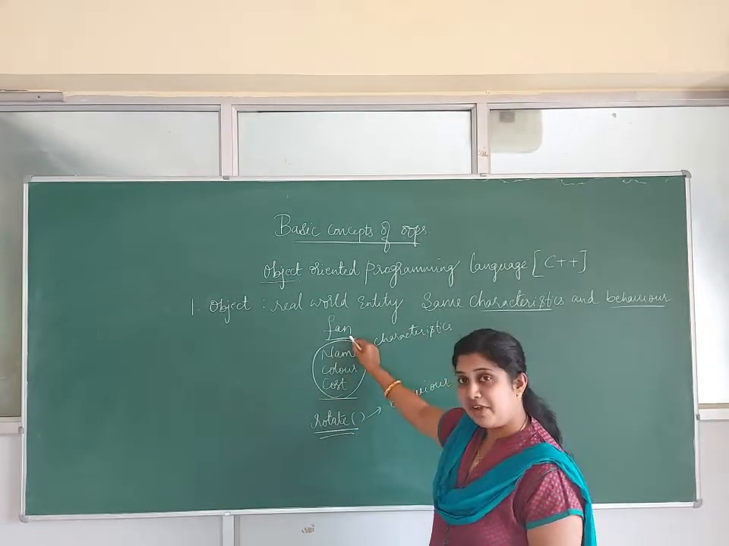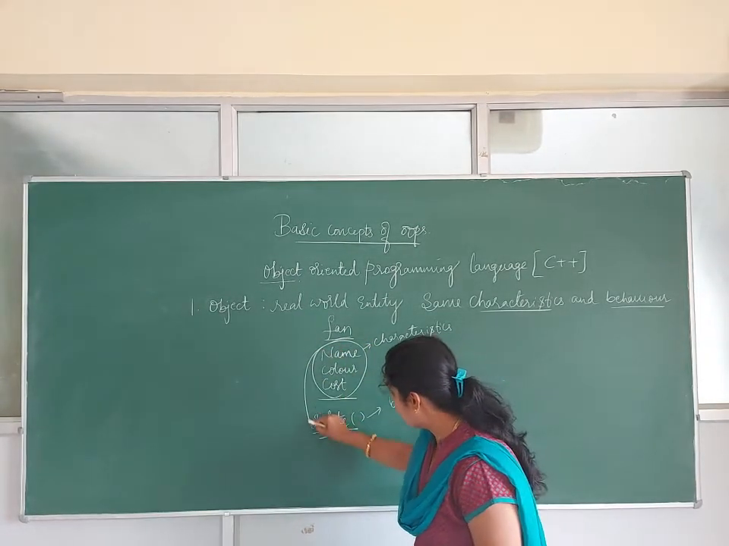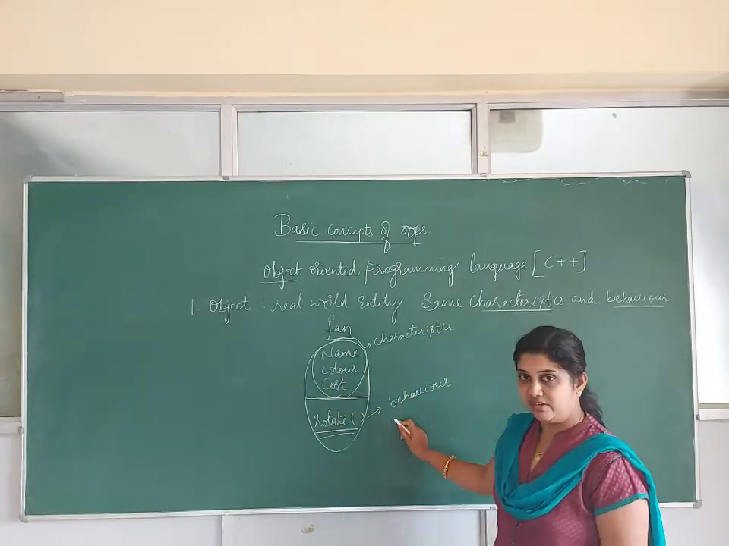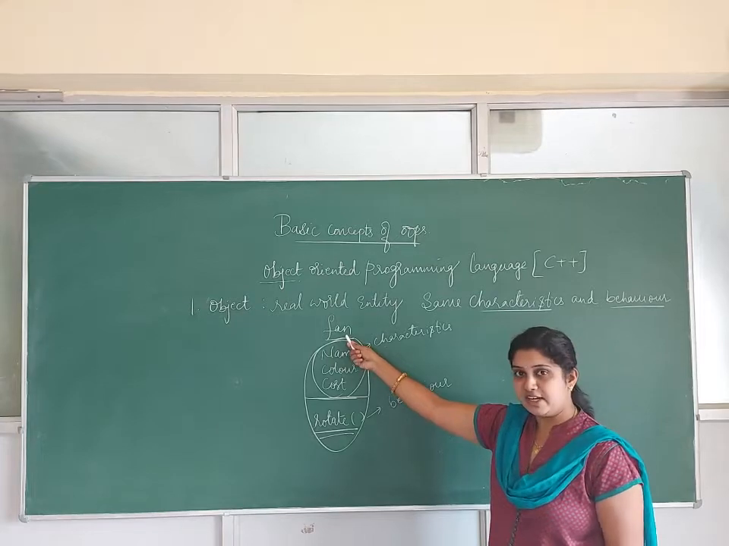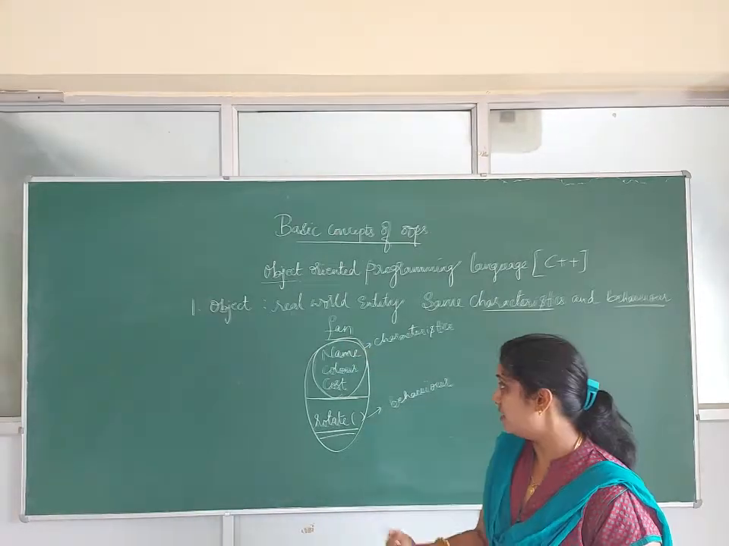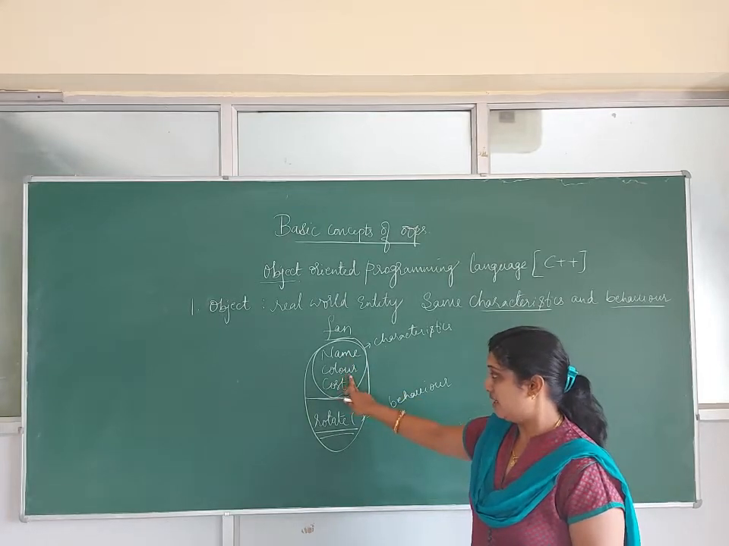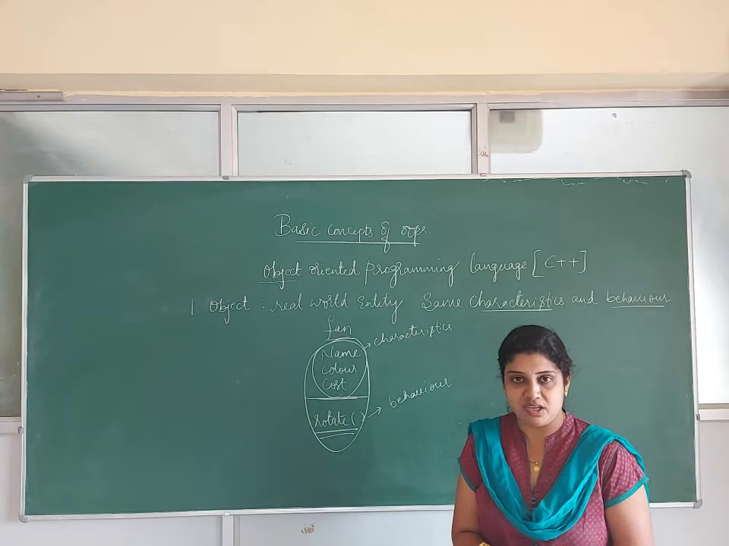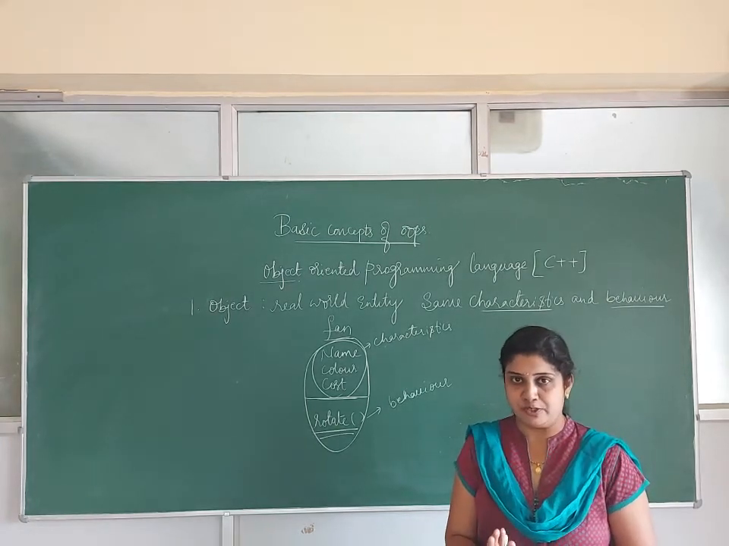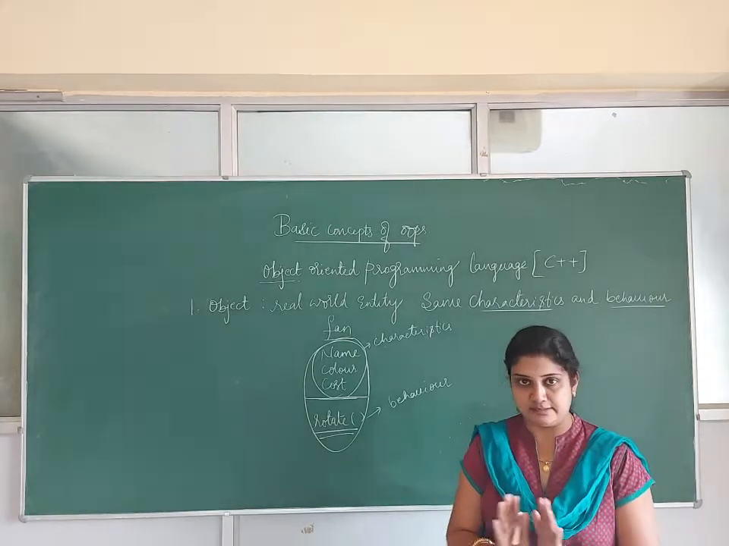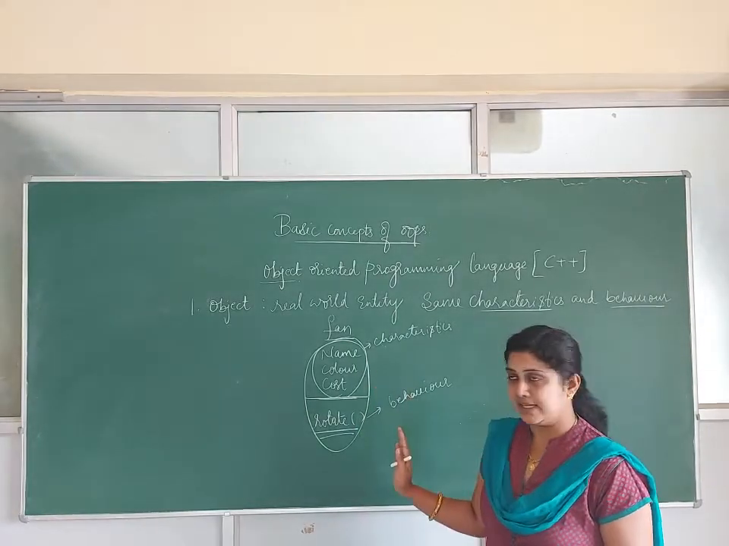So, you can consider any object. I have taken fan as an object. It is closely associated with characteristics and behavior. From the fan, I have derived the characteristics: name, color, cost. And what is the behavior? It means the function of an object. The function of this object is to rotate. Apart from that, nothing else it will do. This is the first example.